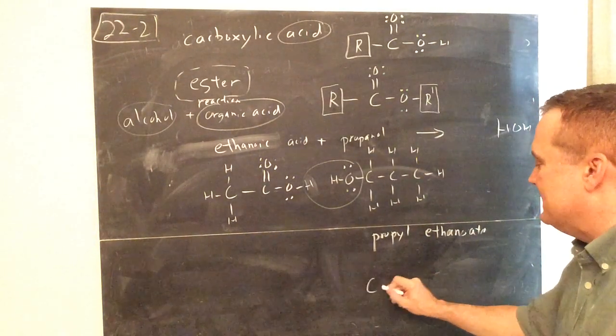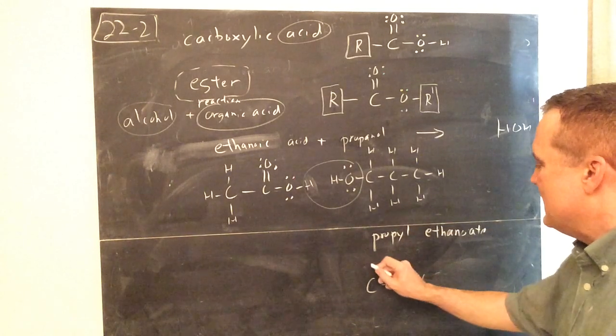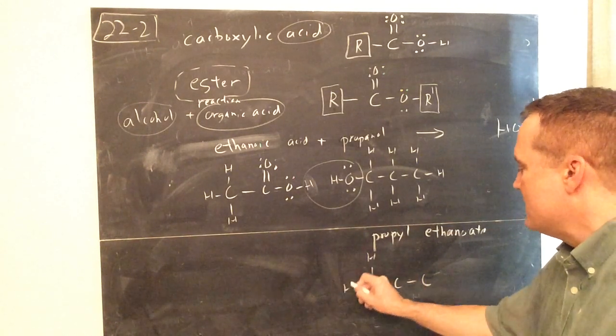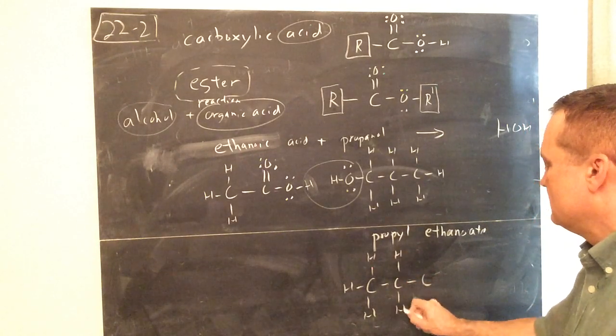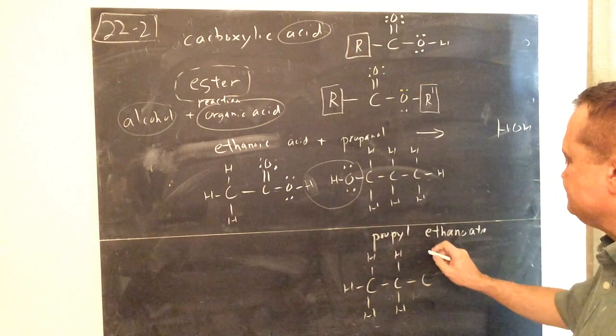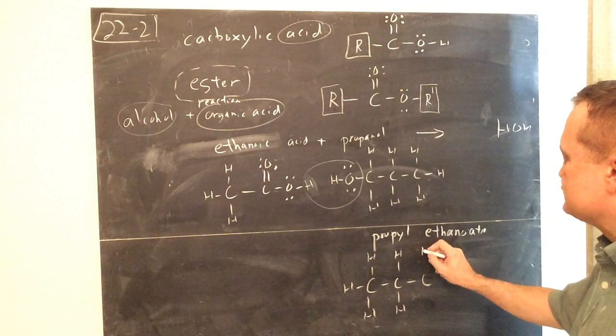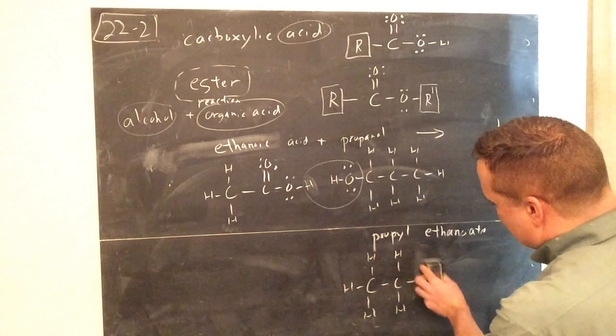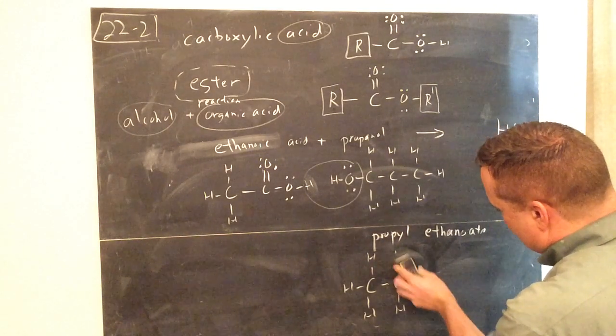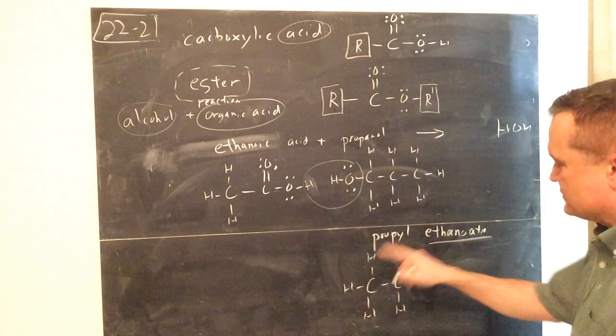In fact, the whole thing might end up being backwards. If you want to, I'll just draw the whole thing. I'll call it backwards. Now, propyl ethanoate. First I'm going to draw ethanoate. I'm sorry, I did that badly. First I'm going to draw only ethanoate. I was starting to draw the whole thing there.